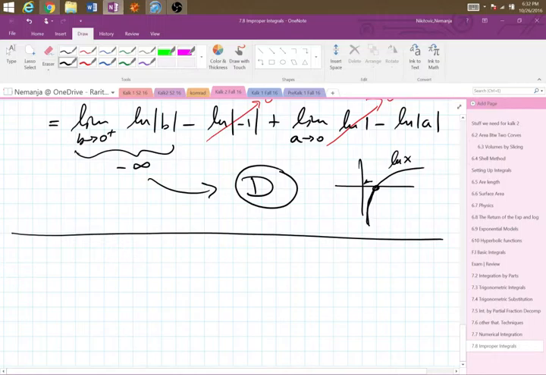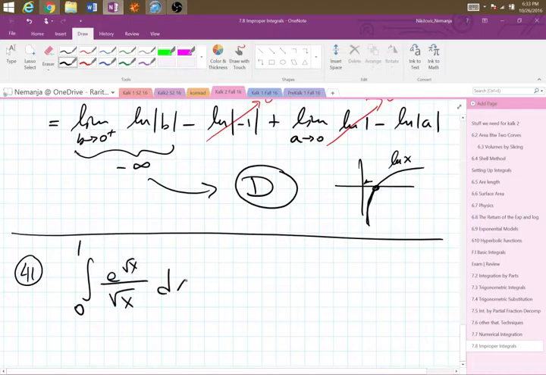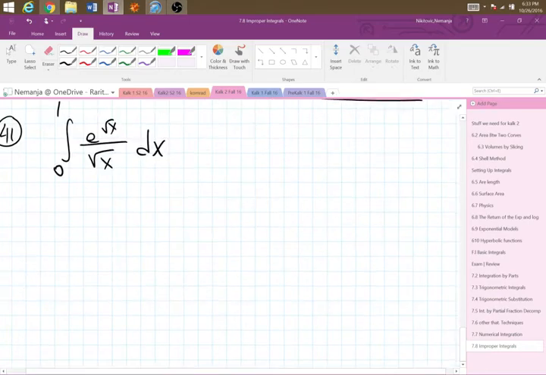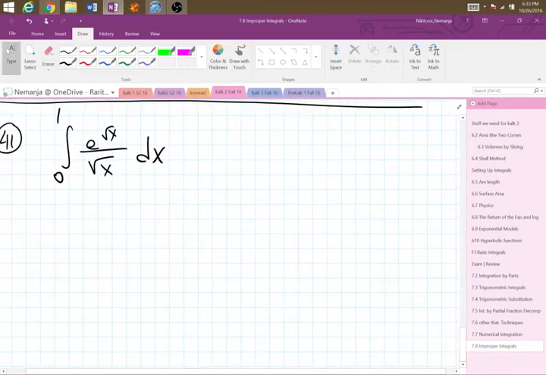Let's start with the cheaper example. There it is. Try it. Do it.